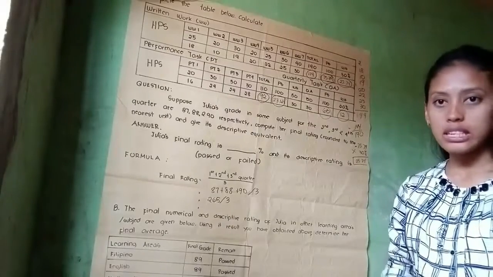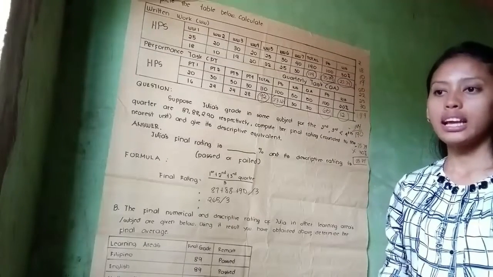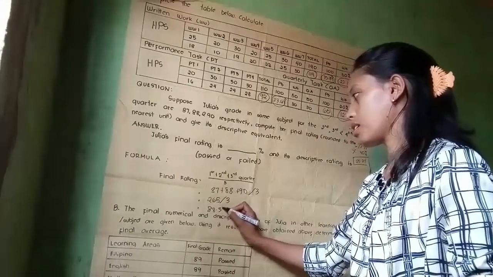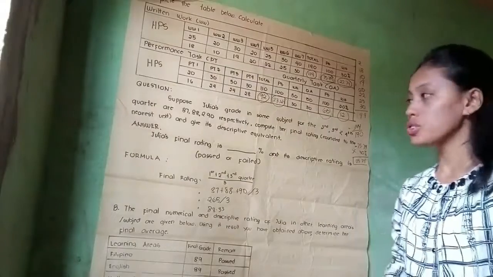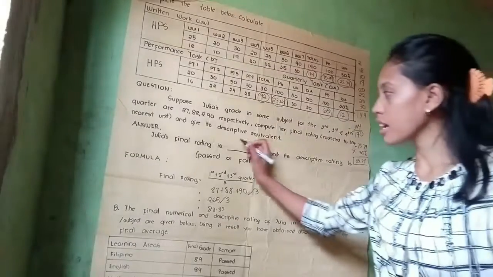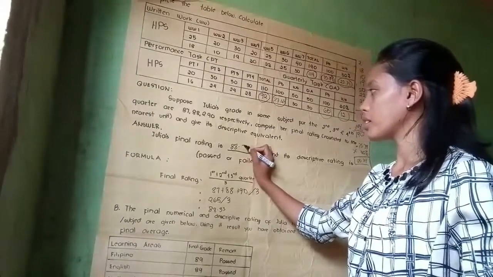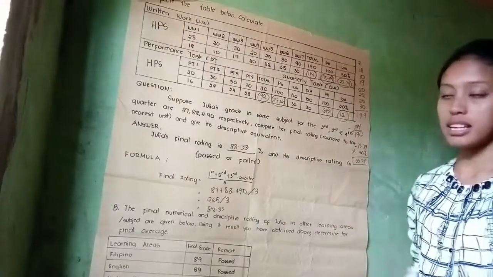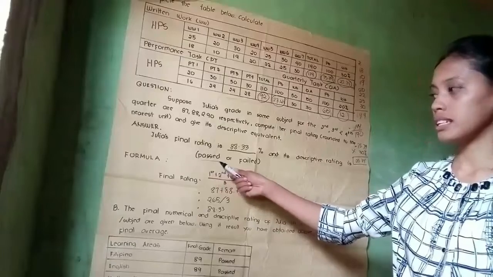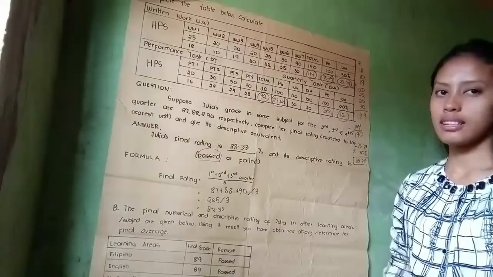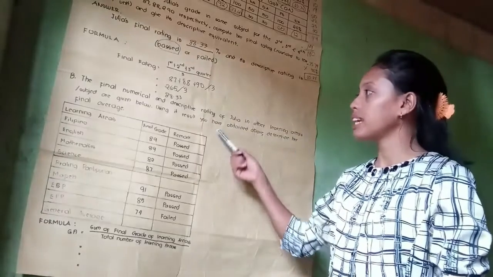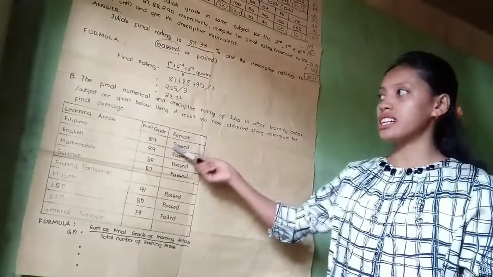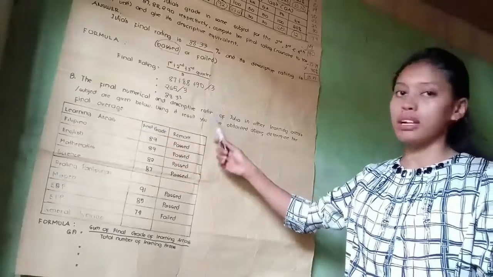265 divided by 3 is equal to 88.33. So Julia's final rating is 88.33%, and its descriptive rating is pass. B. The final numerical and descriptive ratings of Julia in other learning areas or subjects are given below.